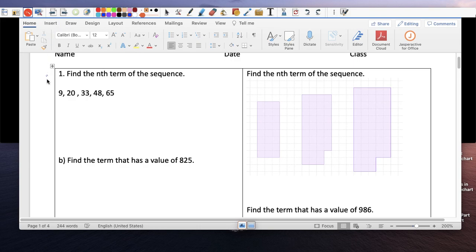Sequence. So this looks like 11. This looks like 13, this looks like 15, and this is 17. That's the first difference. If I take this second difference, it looks like 2, 2, 2.